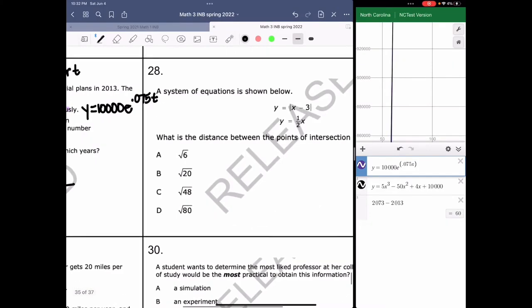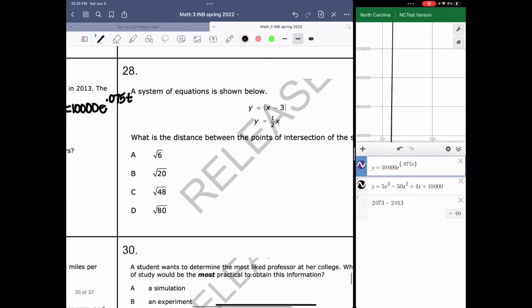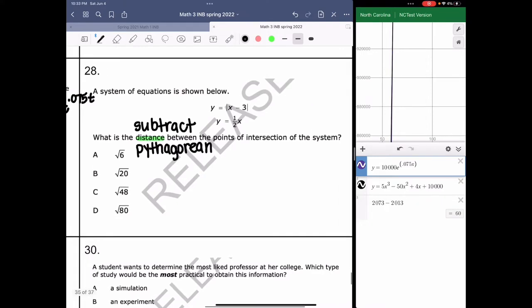All right, so for number 28, it says the system of equations is shown below. What is the distance of the 2 points of intersection? Distance means that we're going to subtract our two values, or we may have to find the distance using the Pythagorean theorem. Those are the two options that we can go with. It just depends on what the problem looks like.